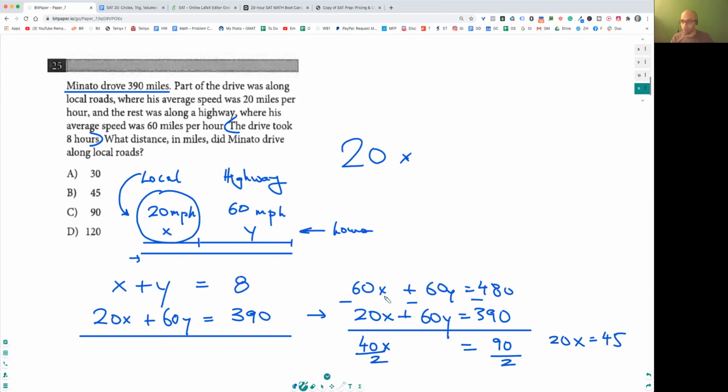Why do you multiply by 60? Because you want to eliminate y. When you multiply by 60, you get 60x plus 60y is equal to 8 times 60, right? Remember, your goal is to find the x part. You have to eliminate this y. It's useless. They're asking about the local roads here. So you're solving this system of equations, and you multiply by 60 because you can then do 60 and 60 and 60 over here, and then subtract, and you cancel this out, right? That's why you need 60.